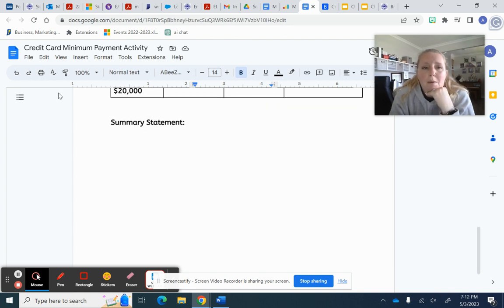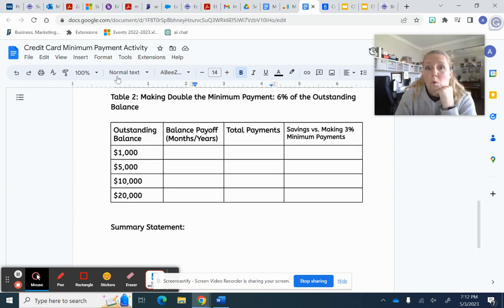Then I want you to give me a summary of what you find. Why is it better or worse to pay more or less? What did we find in terms of how long it takes us to pay off if you're borrowing more or borrowing less, making these payments over time? You're going to turn this in. Again, do it with a partner. Make sure you're working it out. If you have any questions, just let me know.